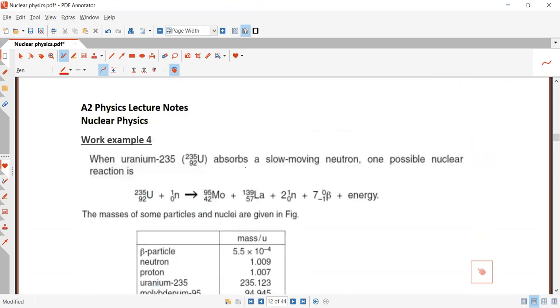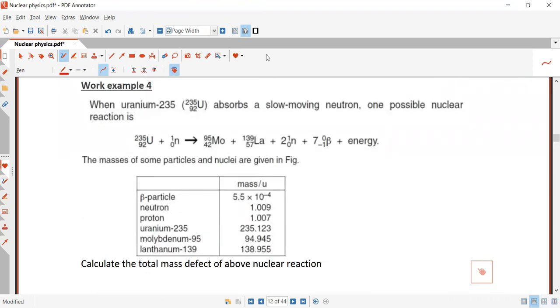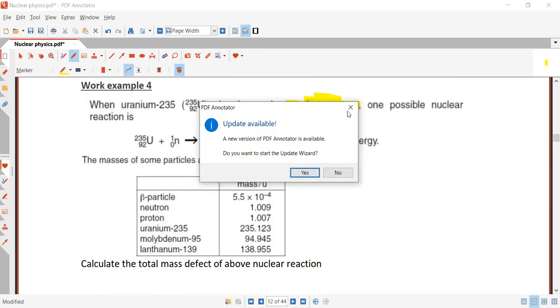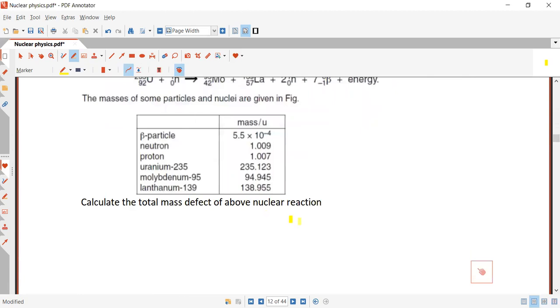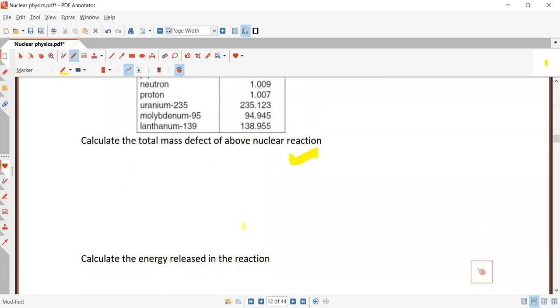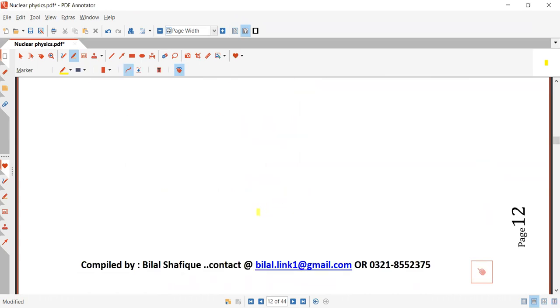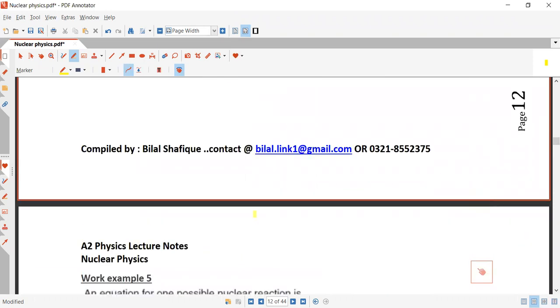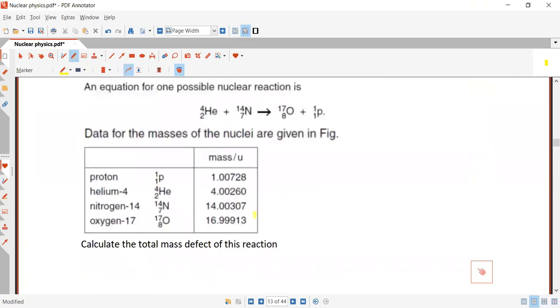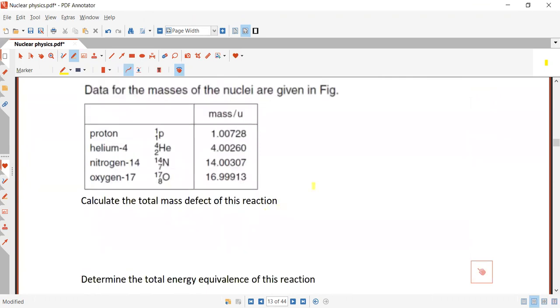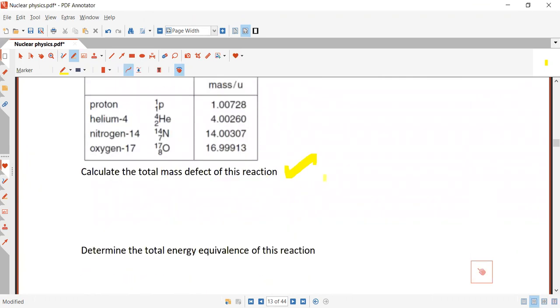So now we have this question. When uranium absorbs a slow-moving neutron, one possible nuclear reaction is this. Calculate the total mass effect, which we just did in the previous part, and then calculate the energy release. I told you, 198 million electron volts. We just calculated it, right? So it's the same question. Again, the total mass effect, you can do it for this, and the total energy equivalence, right?